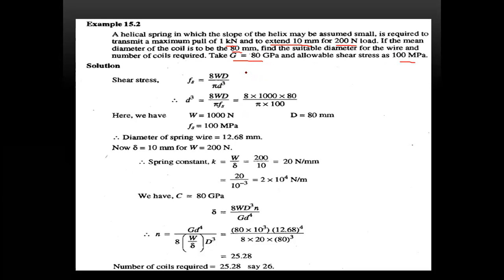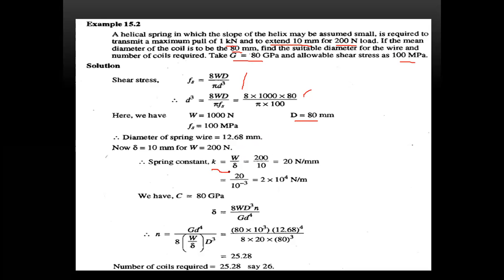So what is the stress formula? The stress formula: Fs is equal to 8 into WD by pi d cube. Therefore, d cube is equal to 8 into WD by pi into Fs. So these are the values you have to write. Therefore, we know that W is equal to 1000, Fs is equal to 100 MPa, D is equal to 80 mm. The diameter of the spring wire is 12.68 mm. Deflection is 10 mm and W is equal to 200 N. The spring constant K is equal to W by deflection, that is 200 by 10, 20, that is 2 into 10 to the power of 4 Newton per meter.